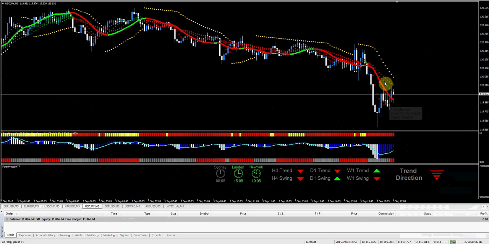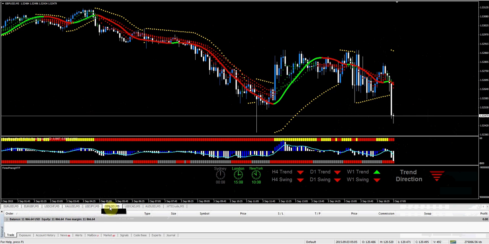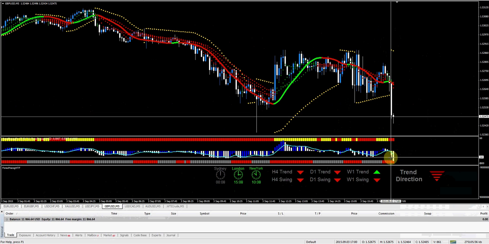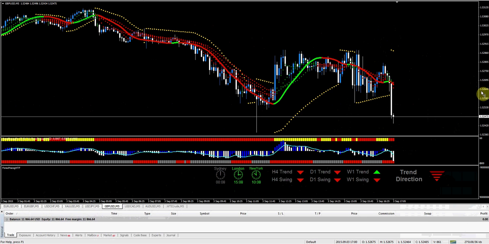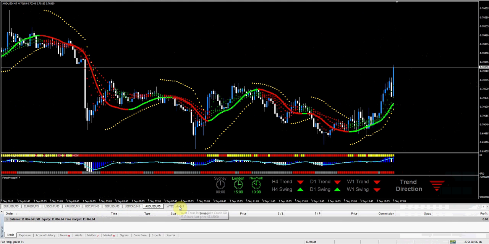USD yen, same situation. We need a white bar and we need to close beneath this line. As you guys can see here, we already have our white bars. Obviously it closed beneath the line right here. So that's something I'm going to seriously consider taking here in a moment. Let's just quickly look and see what else is out there.